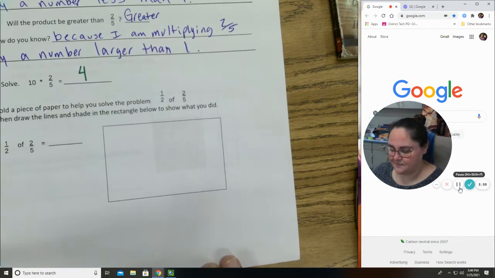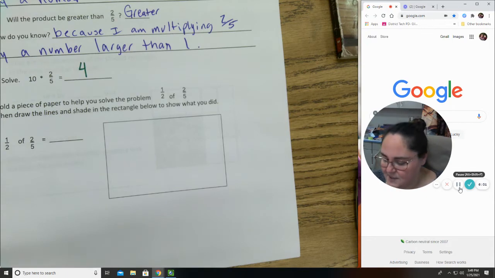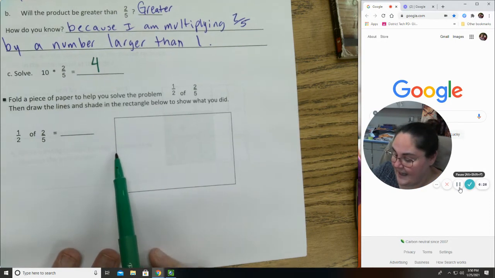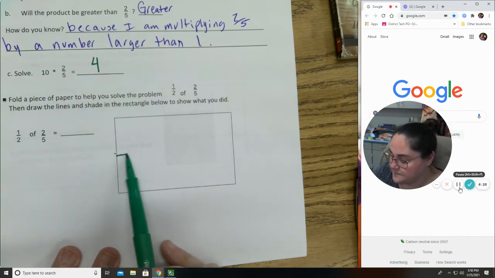All right. Paper folding. So it says fold a piece of paper to help you solve the problem, and then draw lines and shade the rectangle below to show what you did. So first of all, we are going to shade our rectangle. Now, me personally, I don't care which direction you shade it. I know I do things a certain way. So I'm going to show you how I would fold my paper. All right. I would start by folding it in half this way.